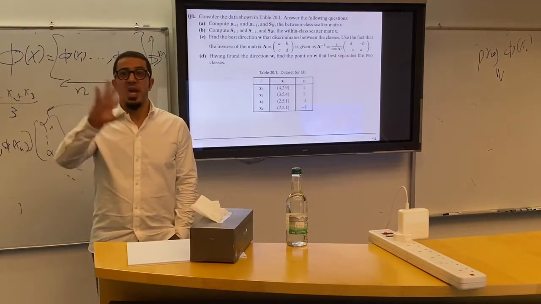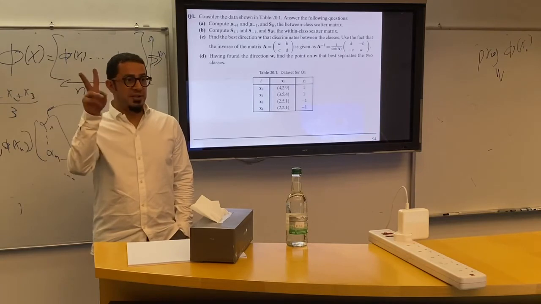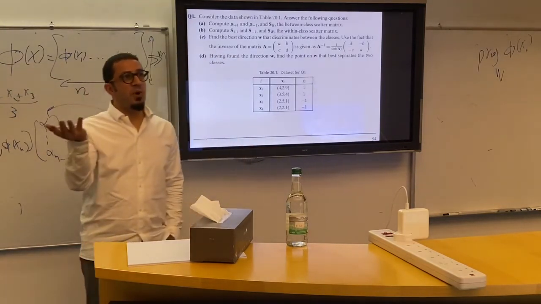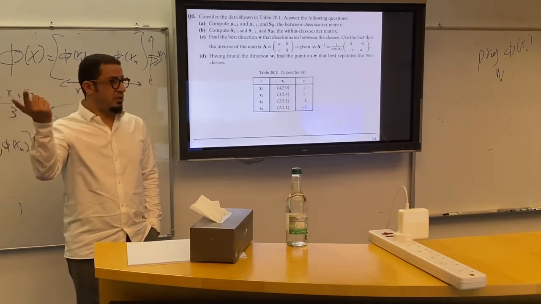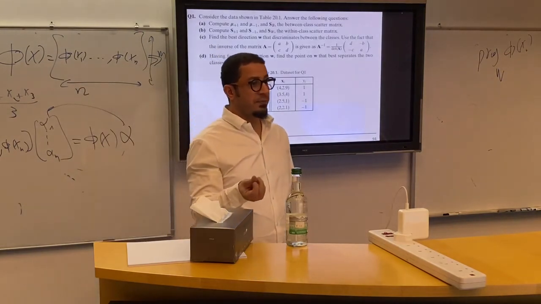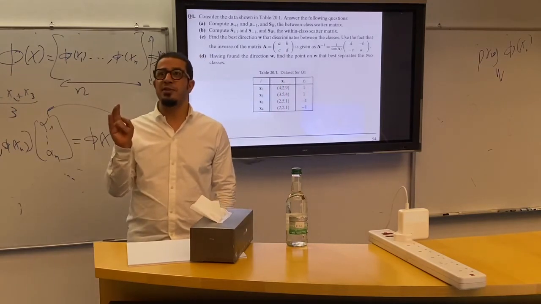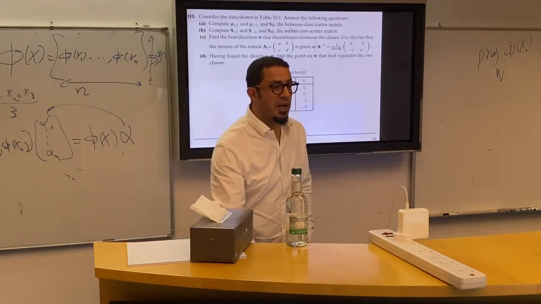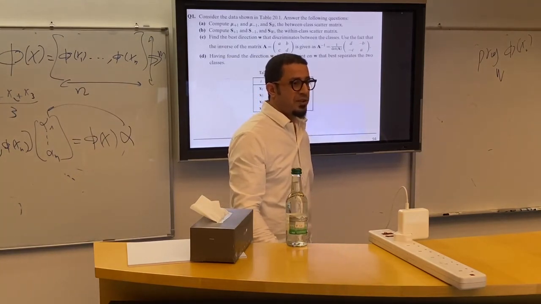How many classes do we have here, according to the table? 2 classes, labeled by plus 1 and minus 1. What is the size of each? 2 and 2. So N1 is 2 and N2 is 2. How many features do we have here? Only 2 features, 4 and 2.9. Yes, two features, right?